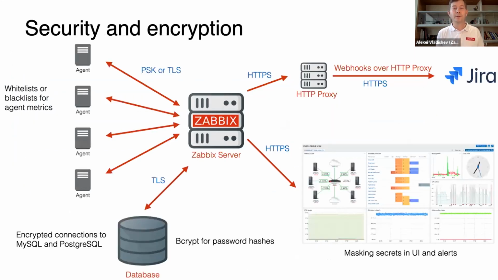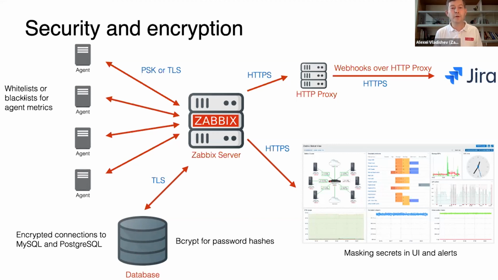What else? If you have a look at Zabbix, we can see that all communications are secured by either TLS or HTTPS or PSK, pre-shared key, for Zabbix agent, Zabbix server communication. We also introduced support of proxies for webhooks. So Zabbix server can go through proxy first in order to communicate, for example, with Cloud Jira or some other products. We have also introduced encrypted connections to the databases, to MySQL, Postgres databases. The connection can be encrypted right now.